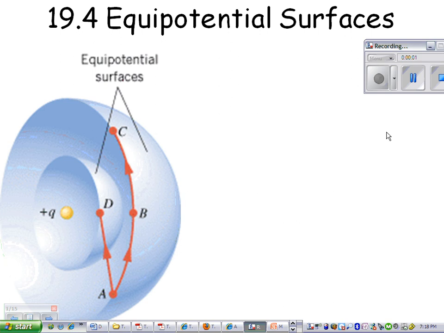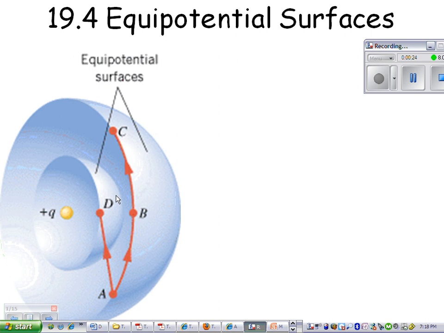Now we're going to look at something called equipotential surfaces. We have this charged particle right here, this positive Q, and it has an electric field around it. And if I go a certain distance out in all directions, there's a sphere that surrounds it that has the same potential at all points. It might be a certain voltage, let's say 20 volts right there at position D.